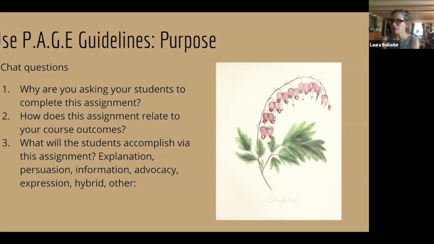Sounds like you've mapped out really well how you want to scaffold all of these different parts, low stakes group presentations, leading up to this final paper. So I don't know that I've got much to add.